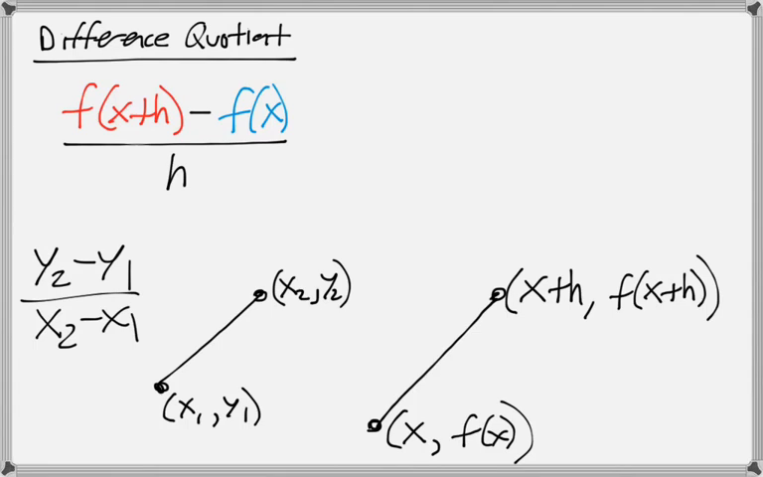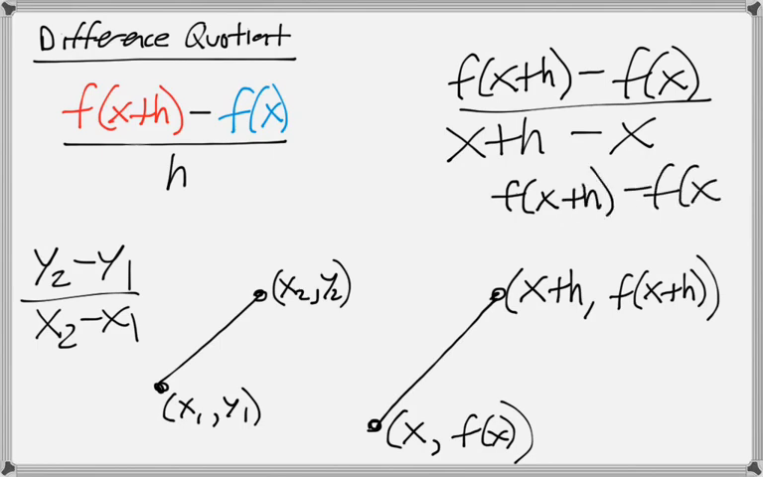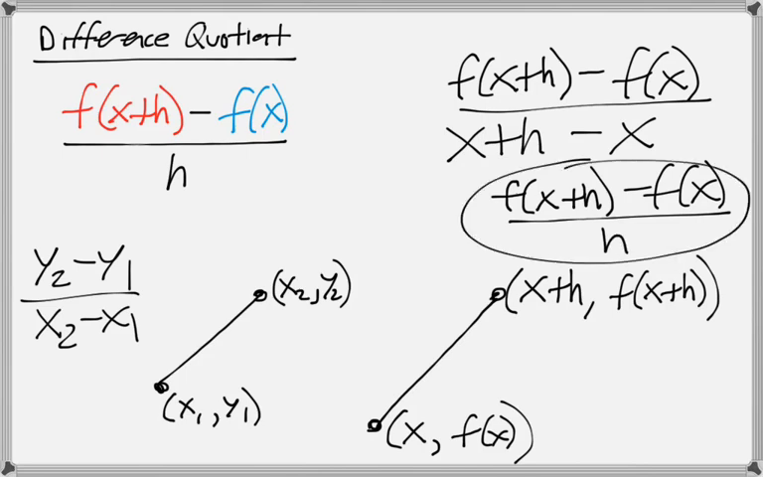And you can see that that's really where our formula comes from, because if you make it look like the slope formula, you're taking your y value, f of x plus h, minus f of x, and over that you would do x plus h minus x, and you'll notice that those x's cancel out. So you would just have f of x plus h minus f of x all over h. So that's kind of a background on the difference quotient.